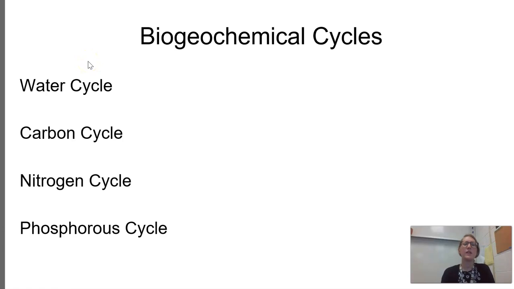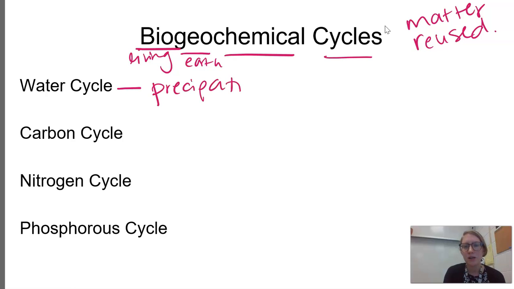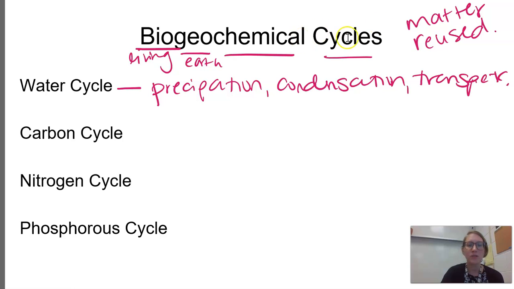So just to review very quickly, these are the 4 cycles that we went over today. Make sure that you know what biogeochemical cycle means. Make sure that you know bio means something living, geo means something from the earth, and then chemical. Cycles, this is how we cycle matter, or how matter is reused in the environment. We had the water cycle. So make sure that you know all of those different terms that we talked about: precipitation, condensation, transpiration, evaporation, all of those. So look at your terms to know for that.